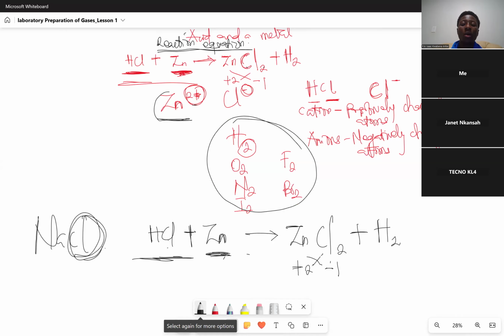So the last element, if it's not a gas, you do not put the 2 there. If it's not any of these elements, don't put the 2 there. Write it and let it stand on its own. These are some specific elements that, when you have to write chemical equations and they happen to stand alone, you have to write in a gaseous state.